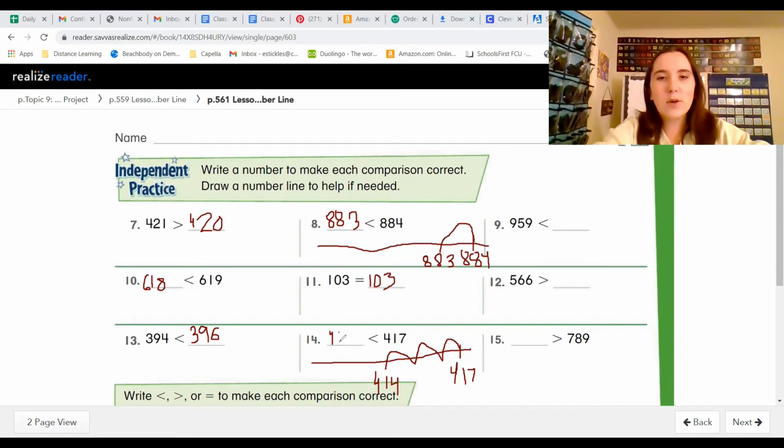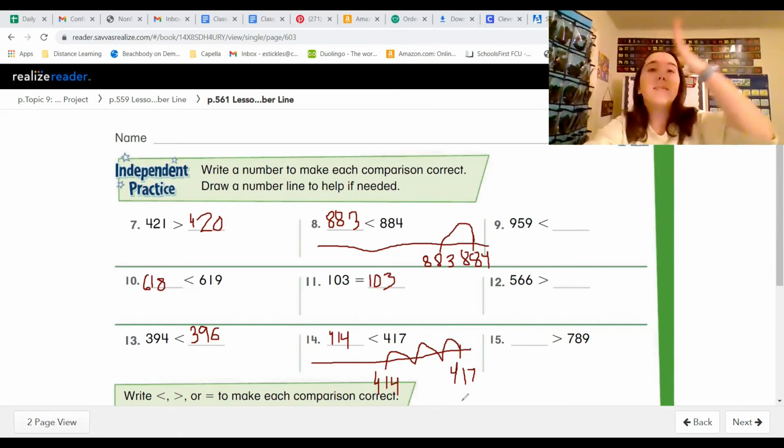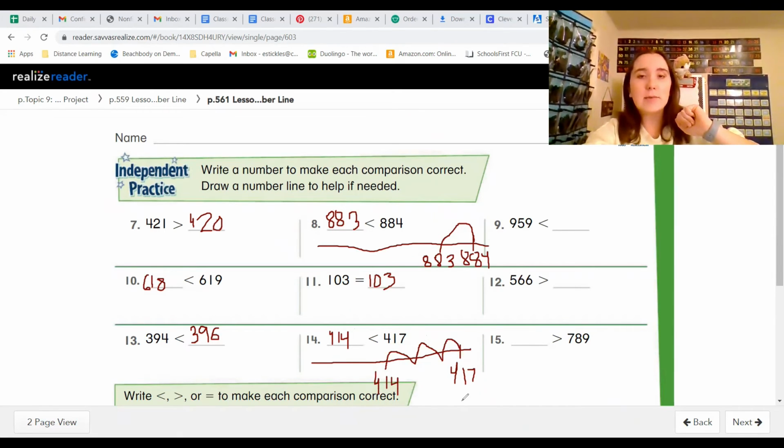So 414. And remember, you guys, your numbers don't need to be the same as mine. They just need to be below the number if it has to be smaller, and they have to be above the number if it has to be bigger.